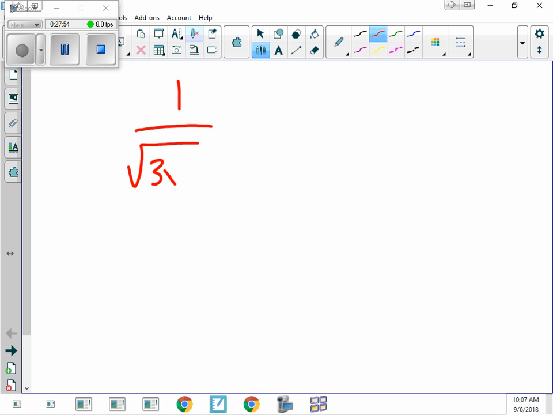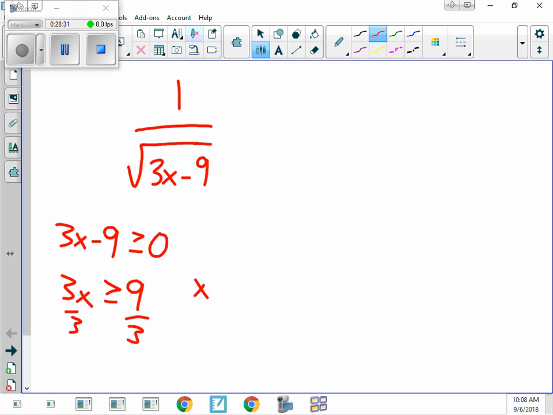Okay. What about this? What do I have to worry about here? I have to worry about square rooting negatives and divide by 0. So let's deal with the square rooting negatives first. 3x minus 9 has to be bigger than or equal to 0. Add 9. Divide by 3. x must be greater than or equal to 3.